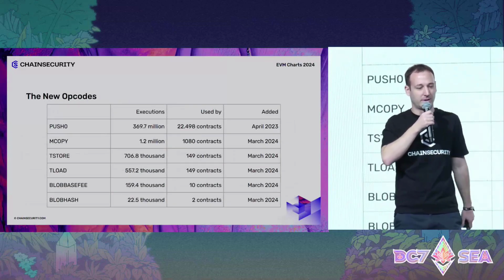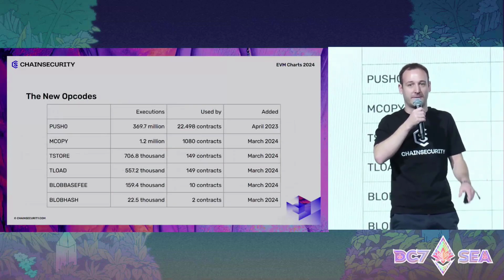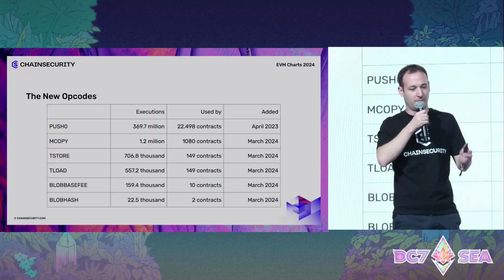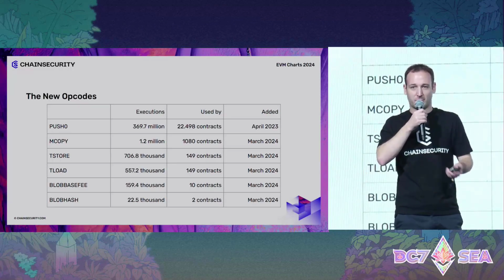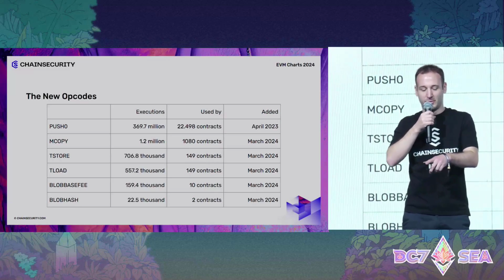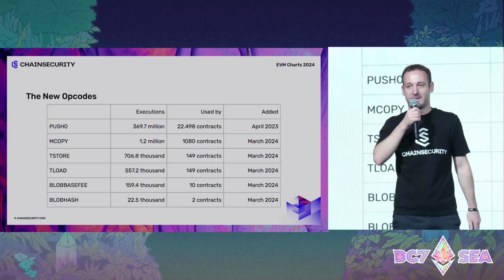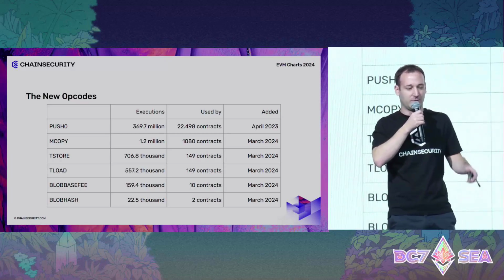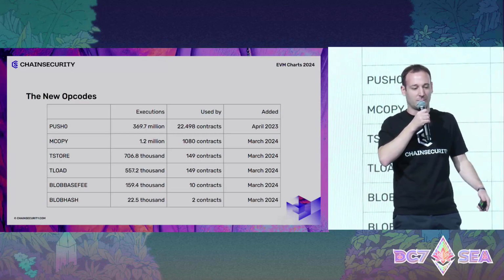Let's have a quick look at the new opcodes introduced since last Devcon. Keep in mind that all contracts deployed before these opcodes were introduced won't use them. So all execution you see here must be from recently deployed contracts. Push0 is already used for 0.7% of all opcodes we've seen.